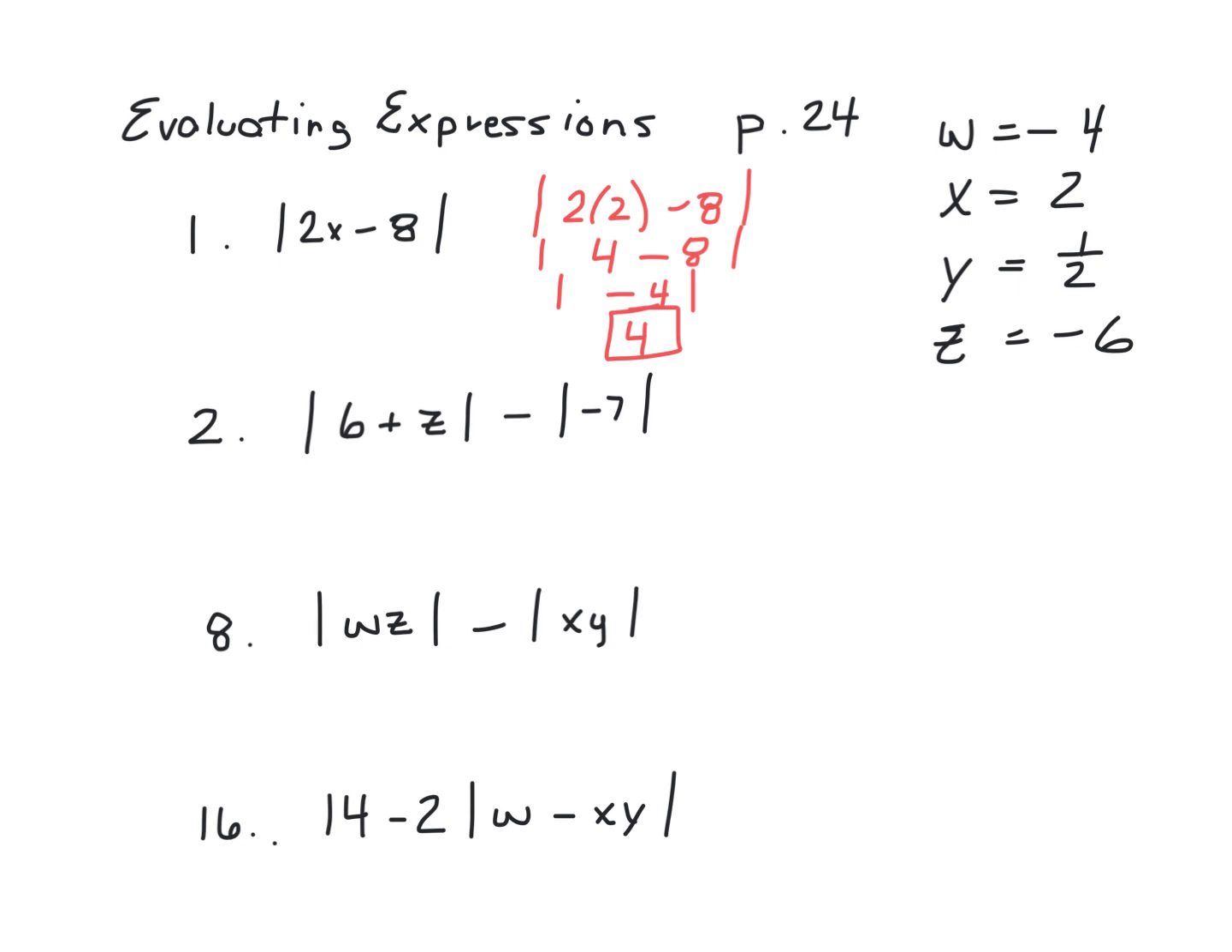In number 2 there, I've got the absolute value of 6 plus z, and z is a -6, minus the absolute value of a -7. So again, parentheses first, I would do this 6 plus -6, which is 0. I'm just bringing down the absolute value signs. Now I would actually do the absolute value of 0, subtract the absolute value of -7 is 7. And then I've got 0 subtract 7, which is a -7.